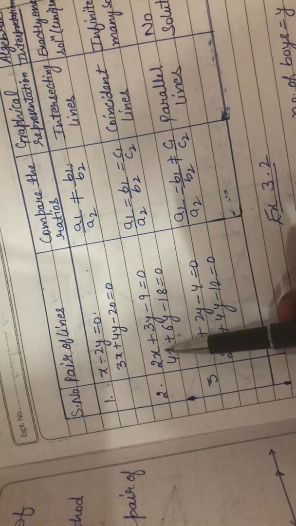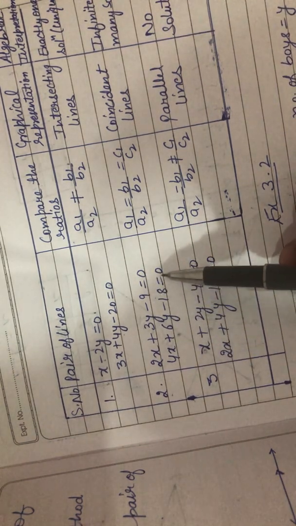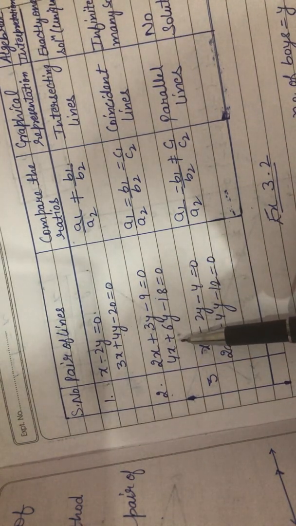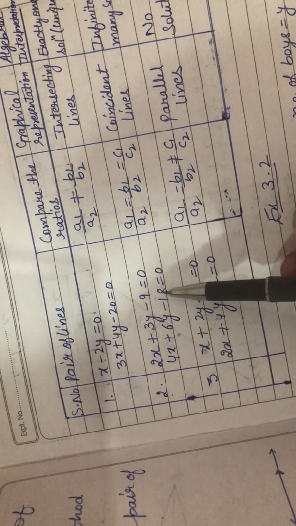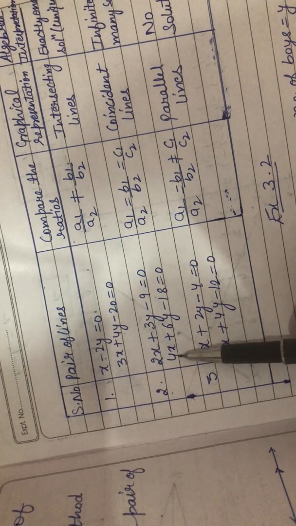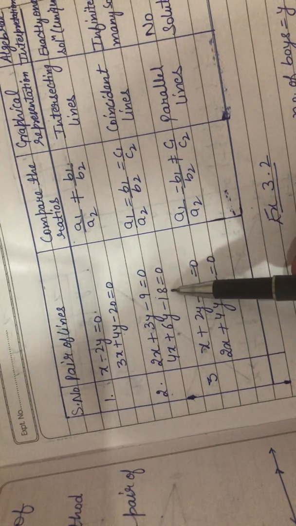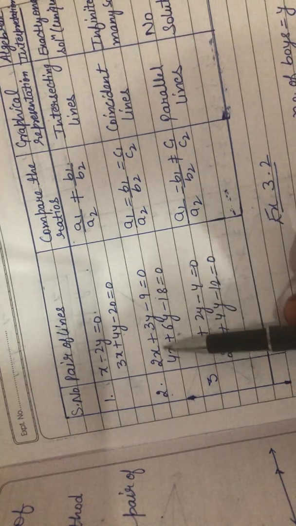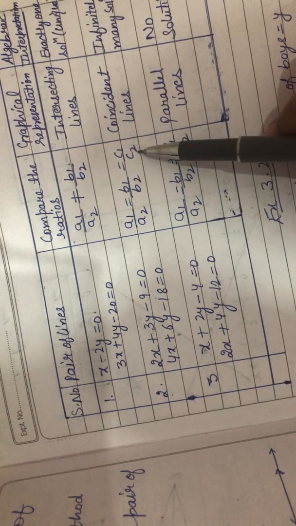Now in the second example, you can see 2x plus 3y minus 9 equal to 0, and 4x plus 6y minus 18 equal to 0. Now if we compare the ratios a1 upon a2, b1 upon b2, c1 upon c2, you can see 2 by 4 gives me 1 by 2. 3 by 6 gives us 1 by 2. Minus 9 by minus 18 gives us 1 by 2. So it means a1 upon a2 is equal to b1 upon b2 is equal to c1 upon c2.